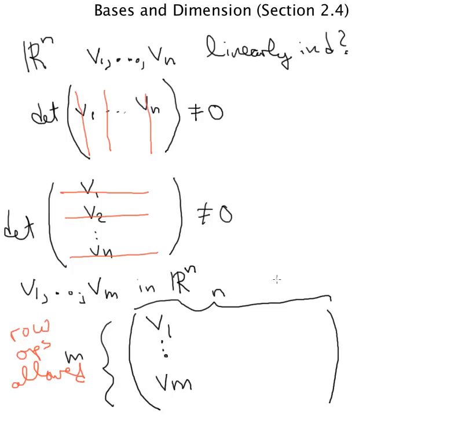And so what you do is you apply Gaussian elimination to this, and you see if you get any rows with all zeros. If you get a row of all zeros, that means that they're linearly dependent.